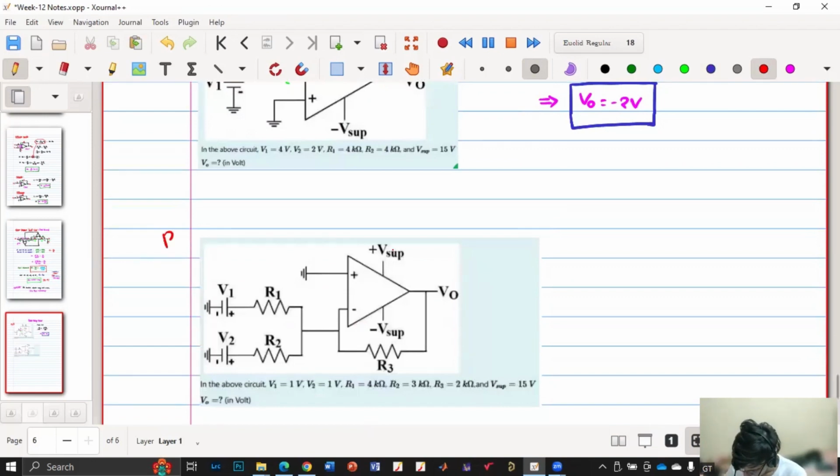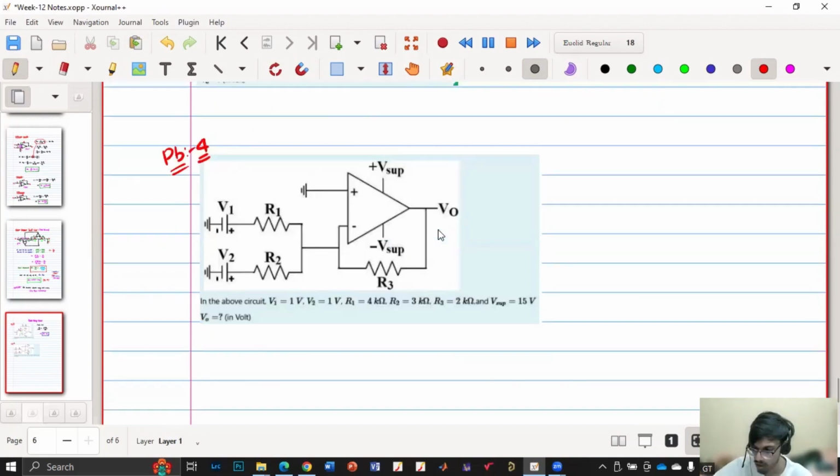So problem 4. In this circuit also they have connected it in this way and they're asking for V naught. So first of all, these are internally shorted. So this is our ground.